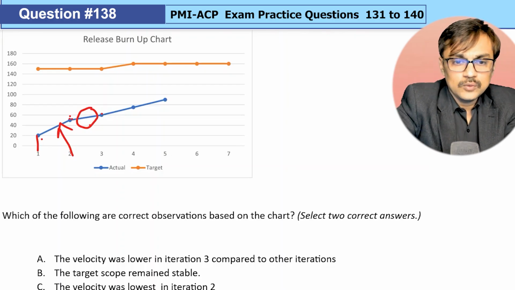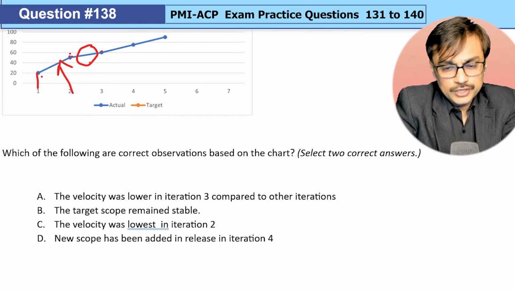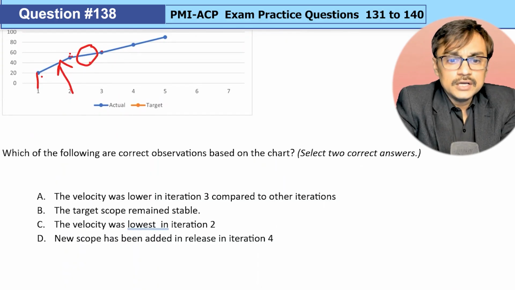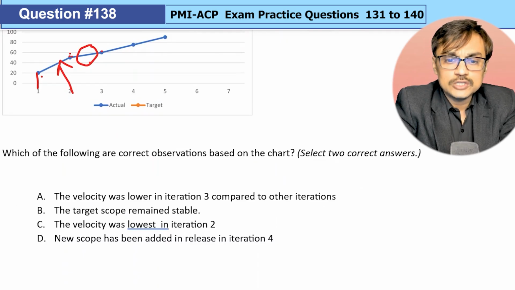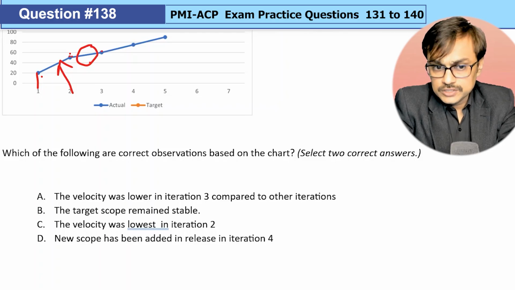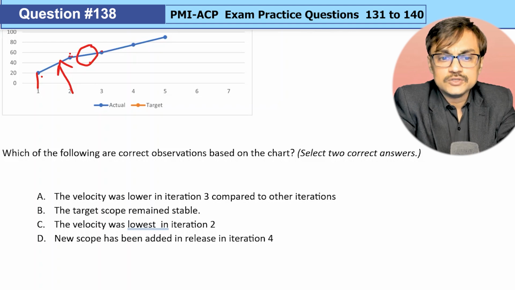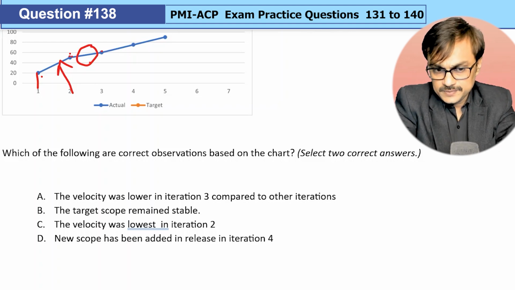So let's see what the options are here. The velocity was lower in iteration 3 compared to other iterations. That's true. The target scope line remains stable, we'll analyze it. The velocity was lowest in iteration 2. No, that's wrong. Option C is definitely wrong because velocity was highest in iteration 2. So we know A is right, and C is wrong. So A and C have been taken care of.